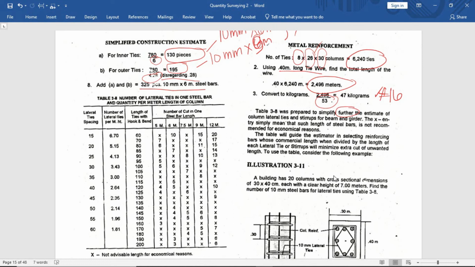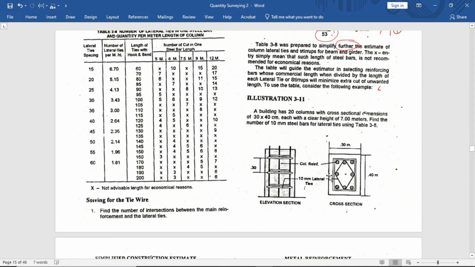Pag may X dito, hindi recommended. The table will guide the estimator in selecting reinforcing bars whose commercial length, when divided by the length of each lateral tie or stirrup, will minimize extra cut of unwanted length. To use the table, consider the following example. So, para magamit natin yung table, sundan natin itong mga example.